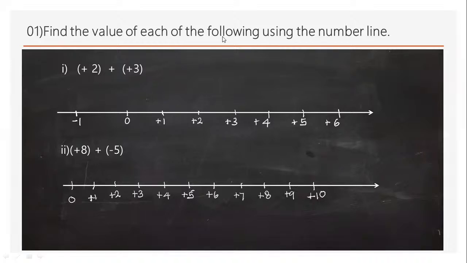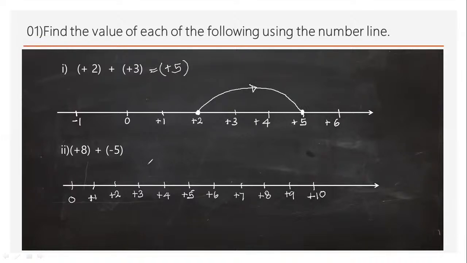First of all, you have to look at the number plus 2 and mark plus 2 on the number line. Plus 3, so we have to jump plus 3. Plus 3 means towards the positive direction. Then 1 place, 2 places, 3 places towards the positive direction we have to mark. Then the answer is what? Positive 5.